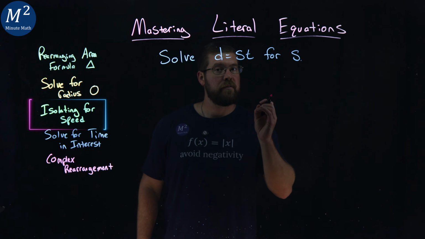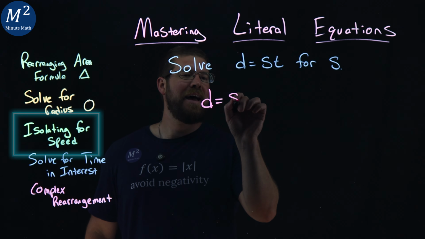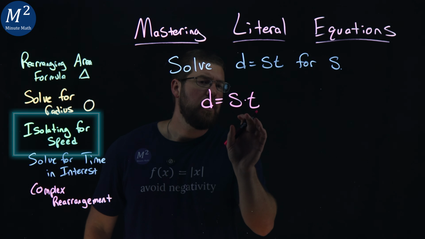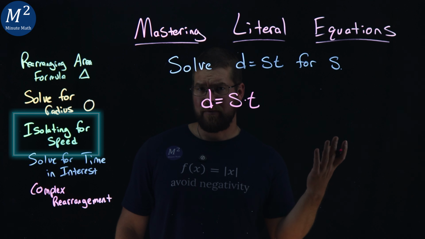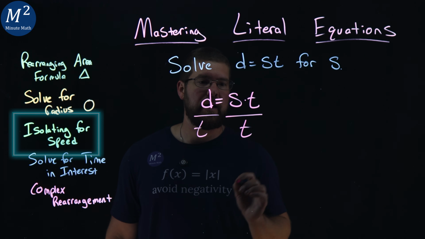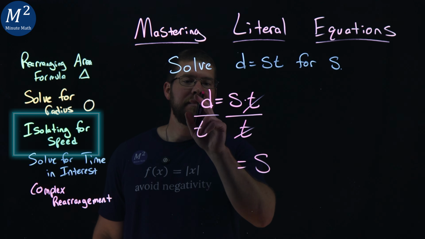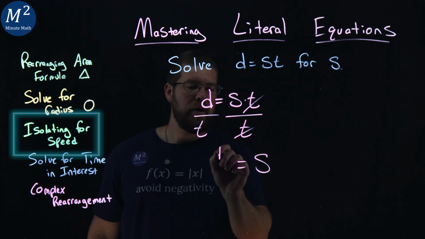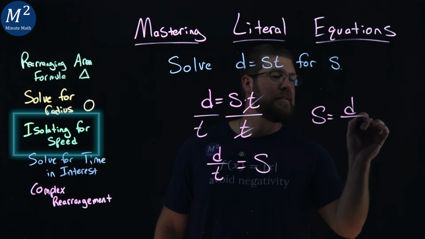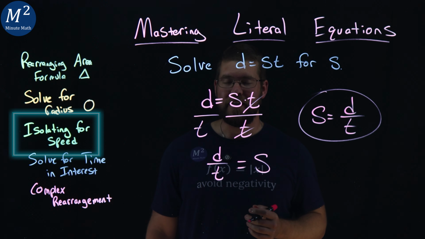Solve D equals ST for S. Let's rewrite our equation here. D equals S times, that's multiplication there, T. And we want to solve for S. Well, between the S and the T is multiplication. Opposite multiplication, division. Divide T to both sides to try to get S by itself. T's cancel on the right, leaving me S now by itself. And D over T doesn't simplify anymore. We have D over a T here. And so S is by itself, and it's equal to D over T. So our answer, S equals D over T.